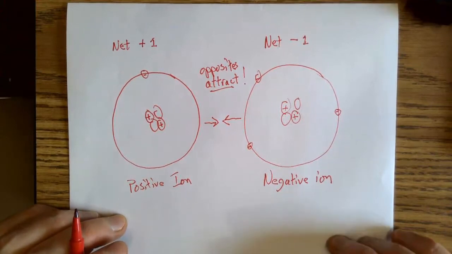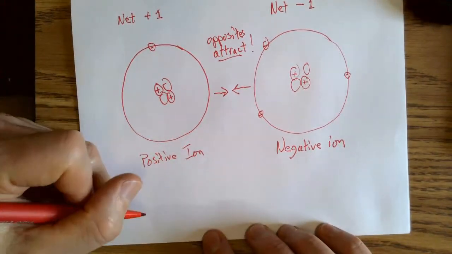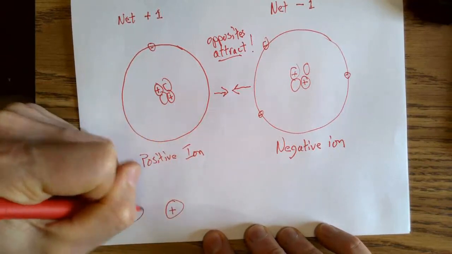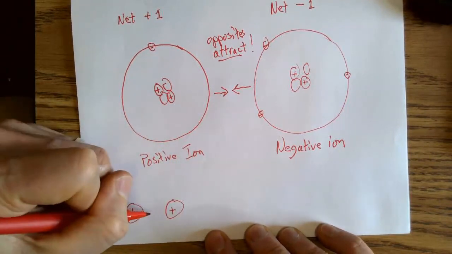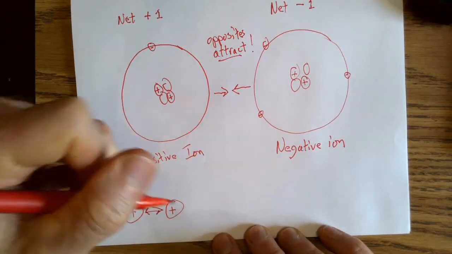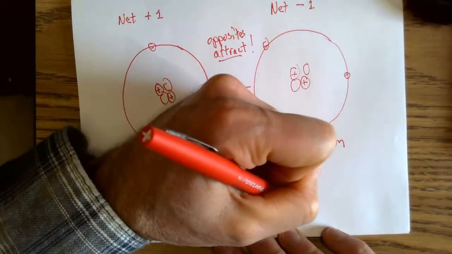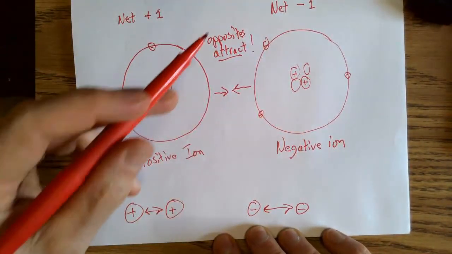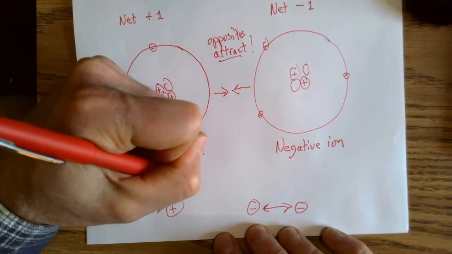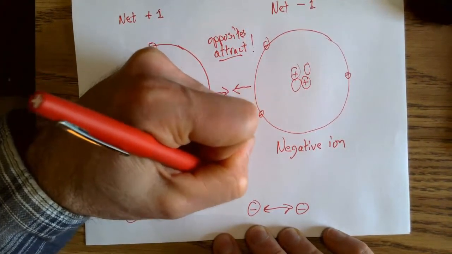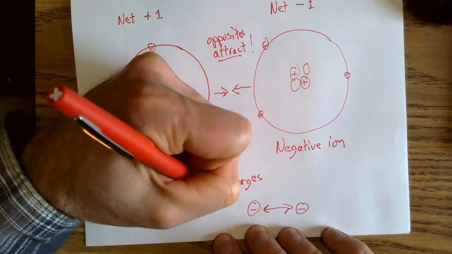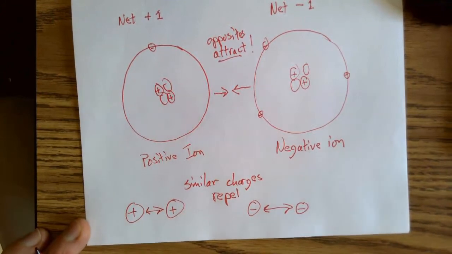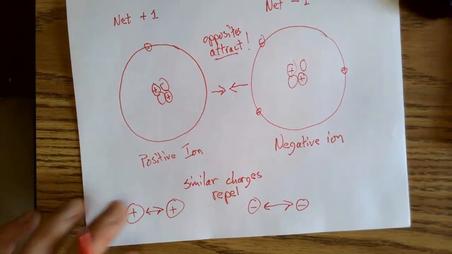All right? But what if we had the same charges, like let's say we had a positive charge and another positive. So we have a positive atom and another positive atom. Now they're going to repel. Or if we had a negative atom and another negative atom, they too will repel. So opposites attract, similar charges repel.